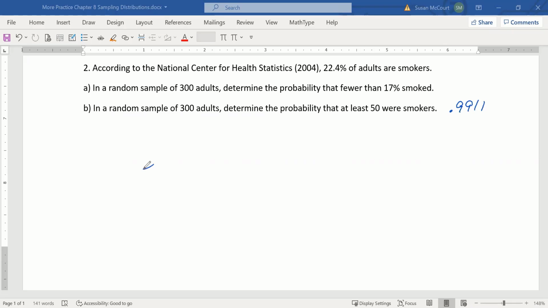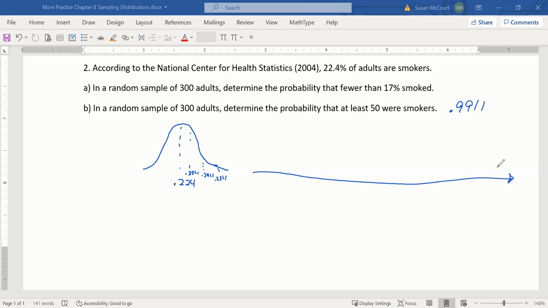So again, when you're looking at the distribution, we're talking about 0.224 as our mean. Our standard deviation is about 0.01. So it'd be 0.234, 0.244, etc. So over here, it's going to be 0.254. So 50 is way out there. It's off the page. And that's what tells you need to do this.